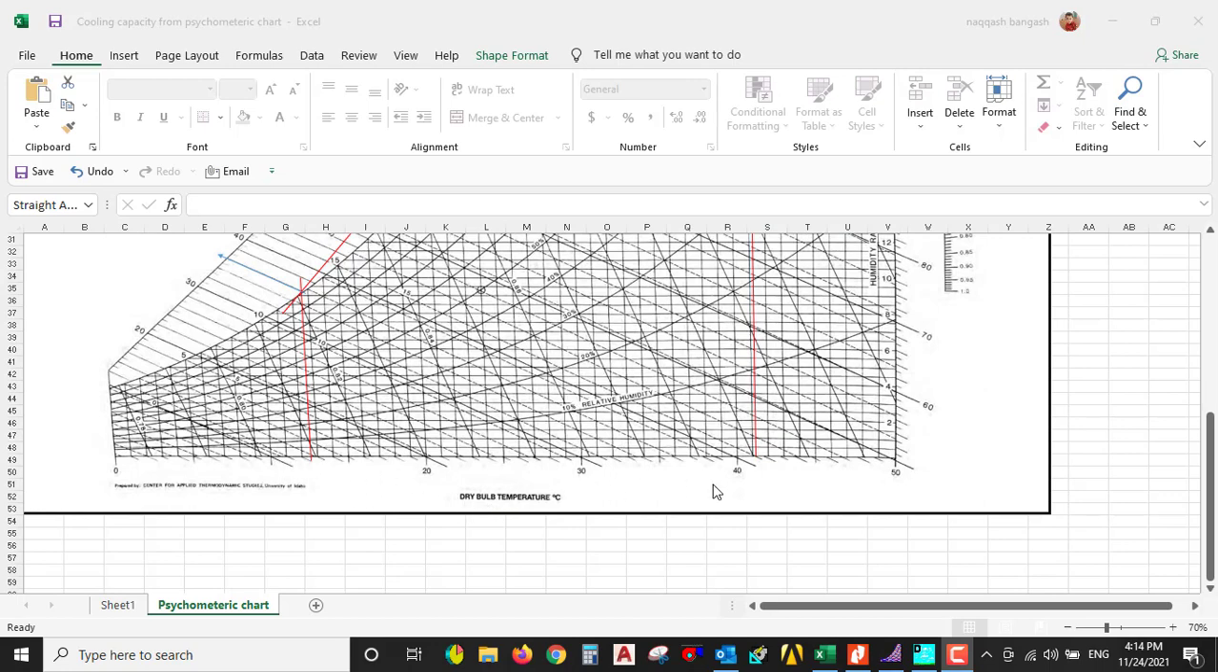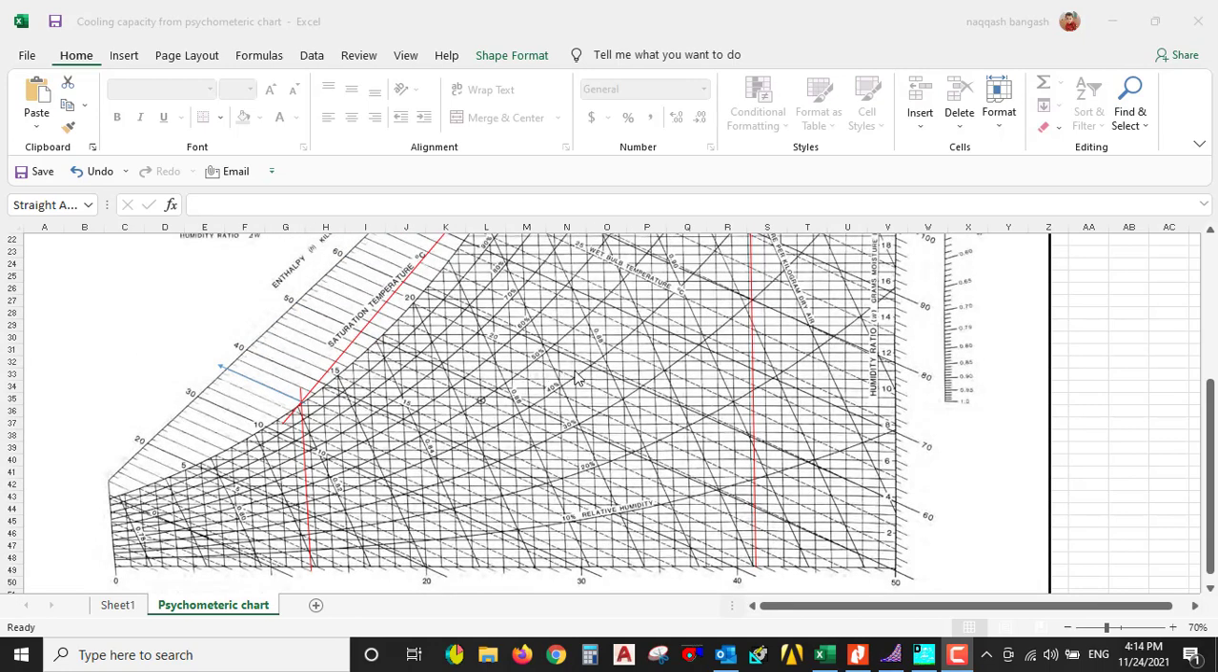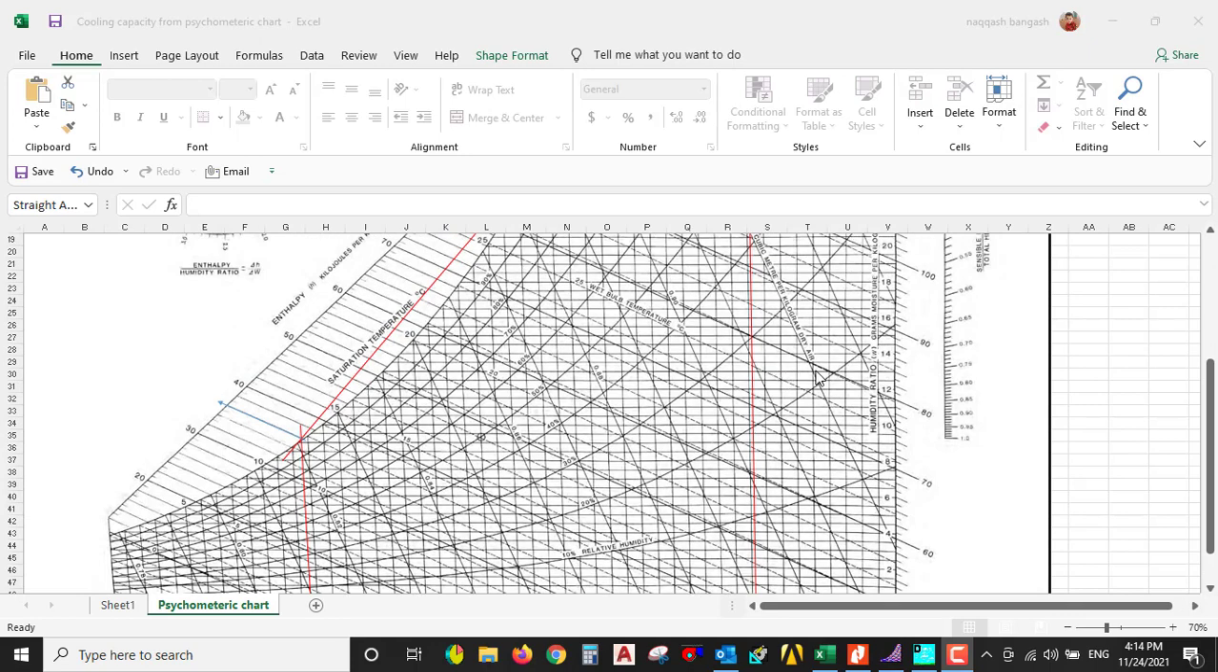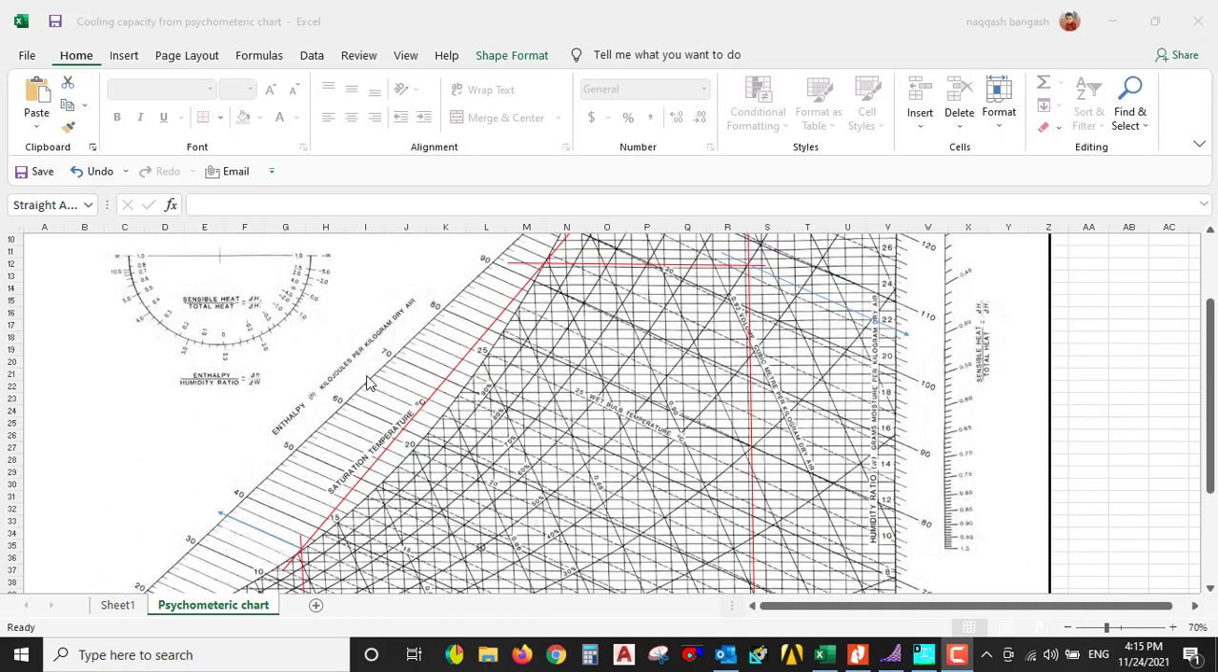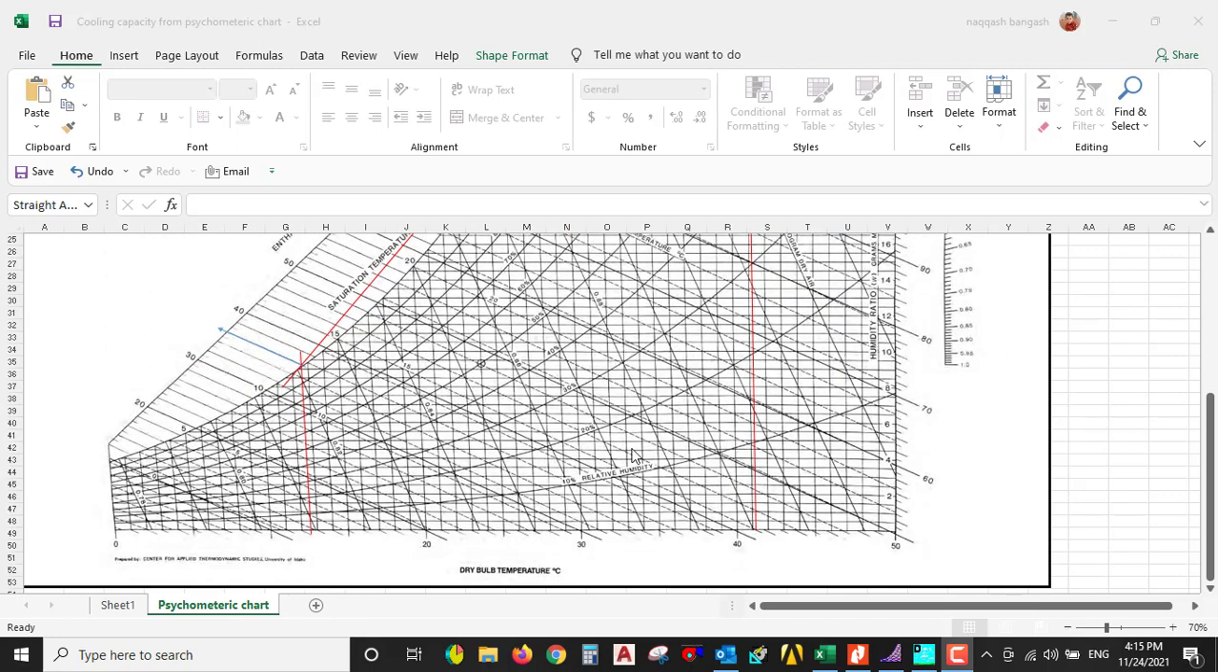In this, the horizontal axis is for dry bulb temperature. These curved lines are for relative humidity. These lines represent the specific volume of air, and these lines toward 70 to 80 are the wet bulb temperatures, and this curved line is for saturation temperature, and this line is for enthalpy. So today we will discuss how to use a psychrometric chart to calculate the coil load.